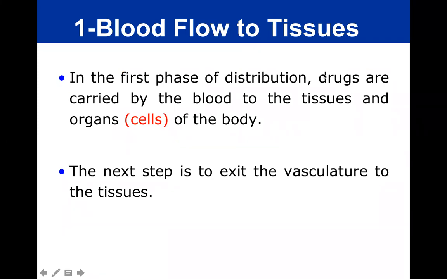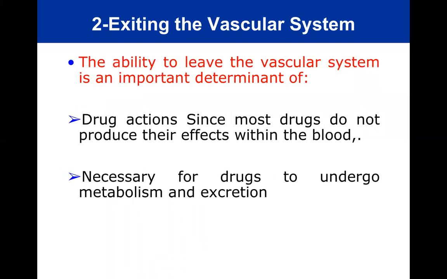Blood flow to the tissue. In the first phase of distribution, drugs are carried by the blood to the tissues and organs of the body. The next step is to exit the vasculature to the tissue. Exiting the vascular system, the ability to leave the vascular system is an important determinant of drug actions, since most drugs do not produce their effect within the blood, meaning they produce their effect within the cells. The ability to leave the vascular system is also necessary for a drug to undergo metabolism and excretion.